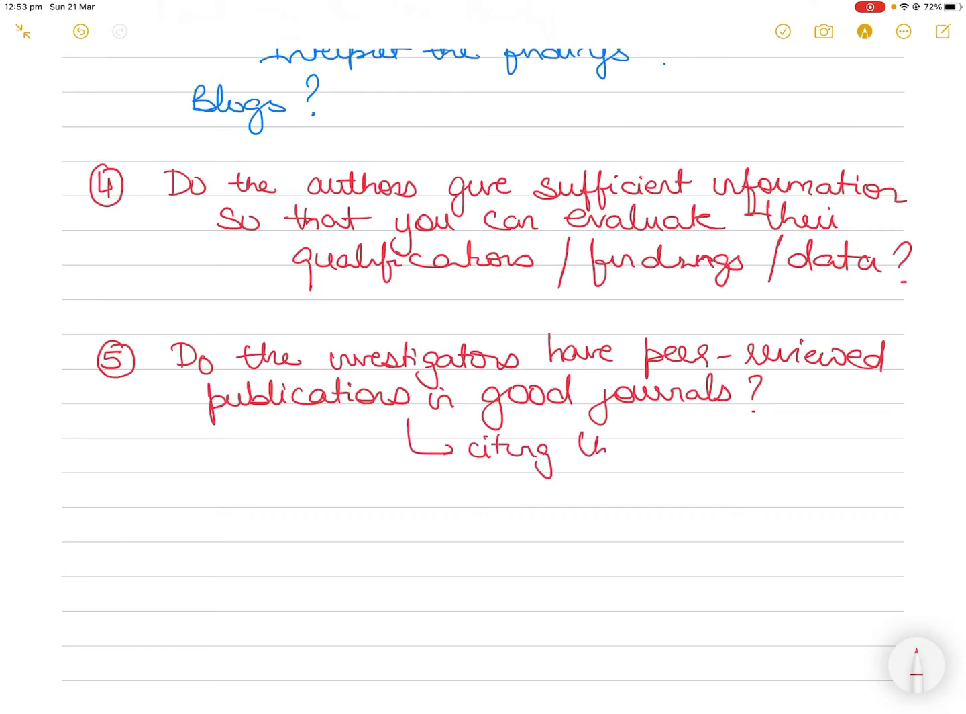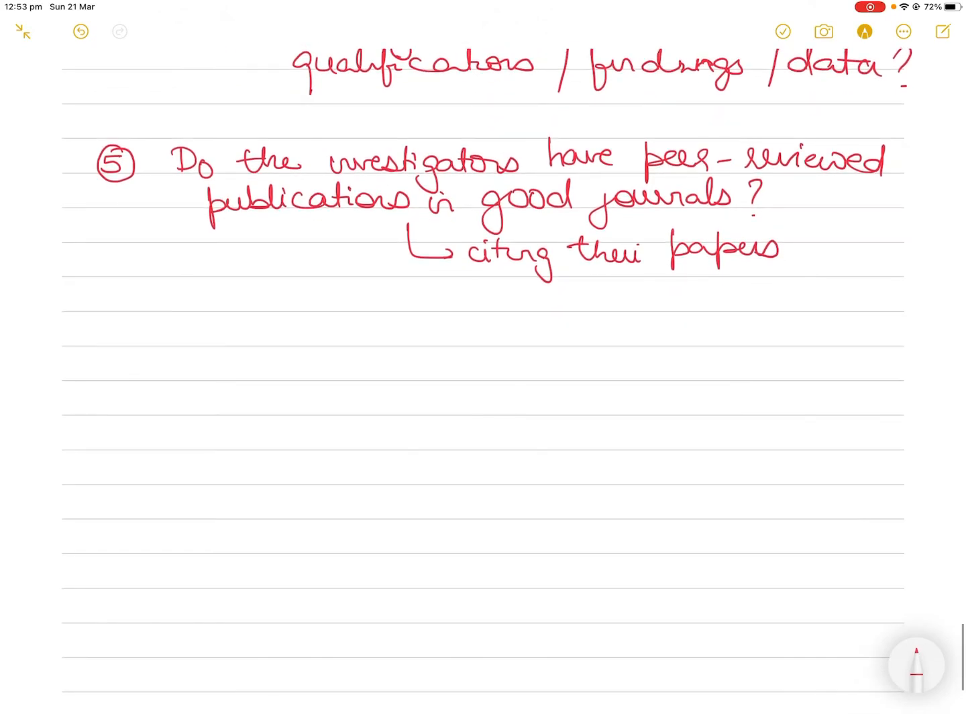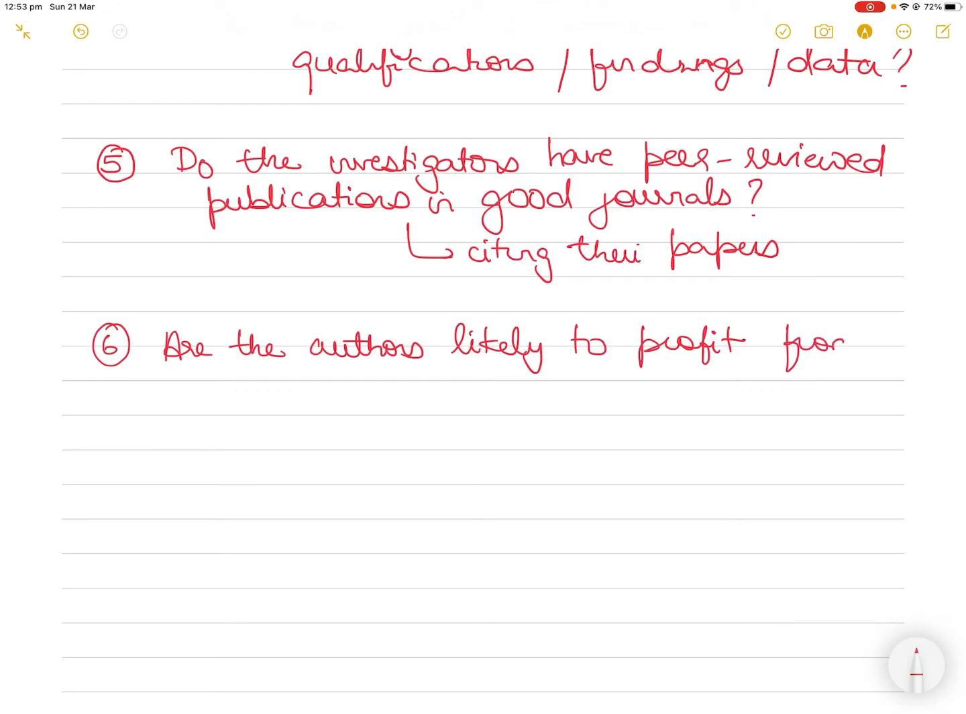They should be citing their research, they should be citing their papers, they should be talking about the data they collected. So then you can use that as the basis to use the website as a source of that data, right? Number 6, think about are the authors of the website or the investigators of the website likely to profit, something that I was mentioning before, from the outcomes of the study.